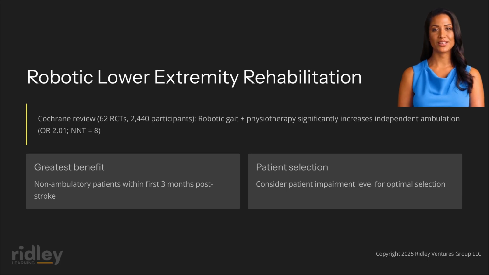The combination of robotic gait training with other interventions, including functional electrical stimulation, virtual reality feedback, and brain stimulation, represents an active area of investigation seeking to maximize the benefits of technology-augmented rehabilitation.